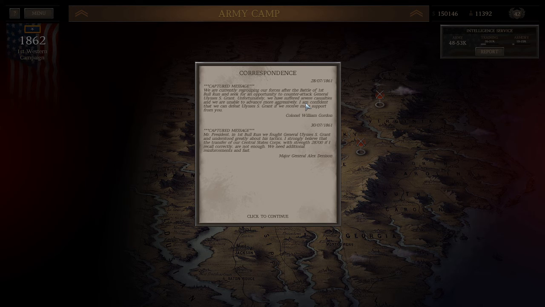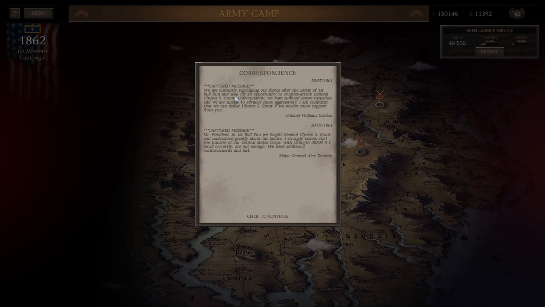We're going to read this message real quick. Correspondence. 28th day of the 7th month of 1861. Captured message. We are currently regrouping our forces after the battle of the first Bull Run. After the battle of Bull Run. We're not going to say that. And we're also going to say it's Manassas, because that's more Confederacy. No, wait, no. I think it is Bull Run. I'm getting all confused today. We'll just say it as it is.